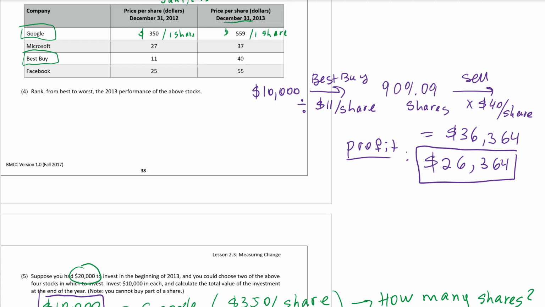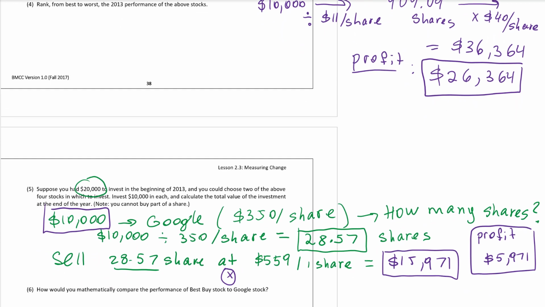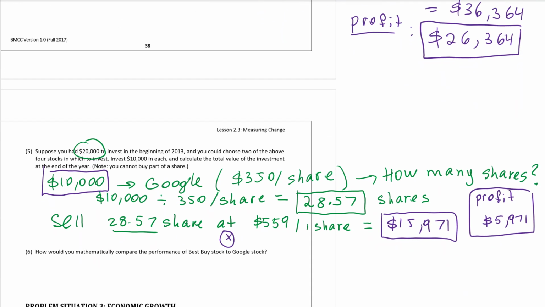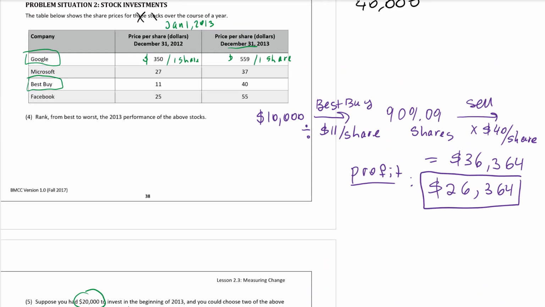Alrighty, so now you can see how it works in terms of selling it. Now, when it comes to looking at those two, Google and Best Buy, was there any other quicker way that we could compare this? And the answer is yes. That's what the question is asking us: how much can you mathematically compare Best Buy to Google? What you could calculate is the relative change.